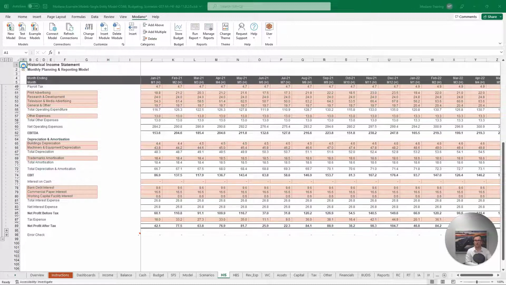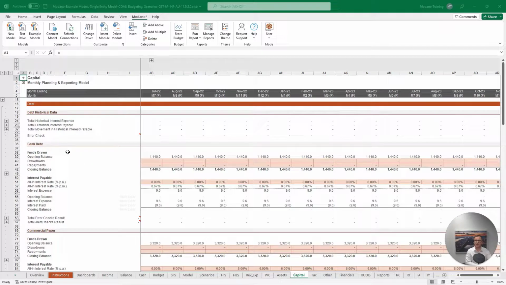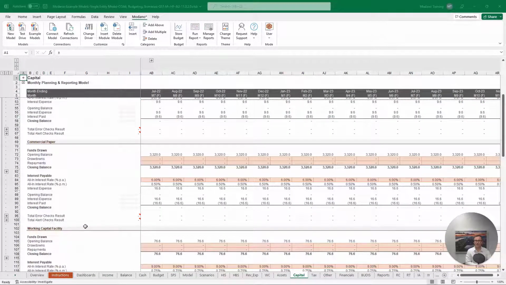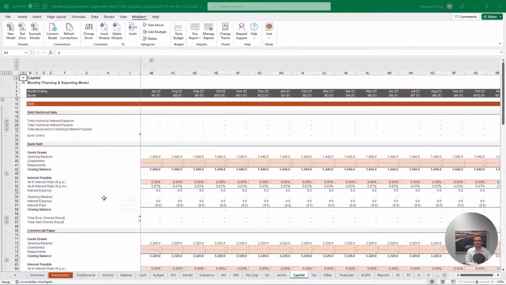Now, when we forecast your debt balances, this is handled on the capital sheet, and you can see that we have our three main debt tranches here of bank debt, commercial paper, and our working capital facility, all being brought through from the historical balance sheet. Now, looking at our bank debt facility, you can see that we have our opening balance of 1440.0 being brought through from our historical balance sheet.